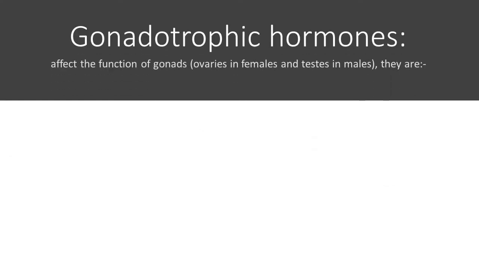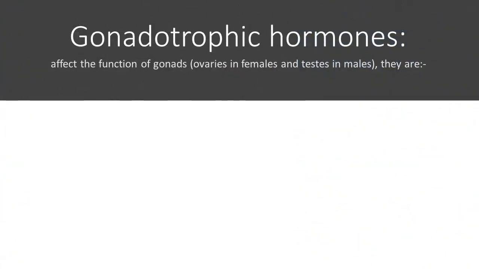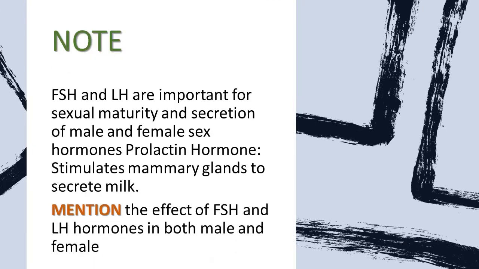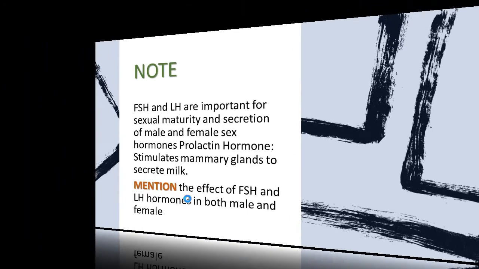Also, it affects the gonadotropic hormones, which control the gonads, which are the ovaries in the female and testes in the male. So it secretes FSH and LH. Also, it secretes the prolactin hormone, which stimulates the mammary gland to secrete milk. LH and FSH both are responsible for the female sex organs to complete or to form.